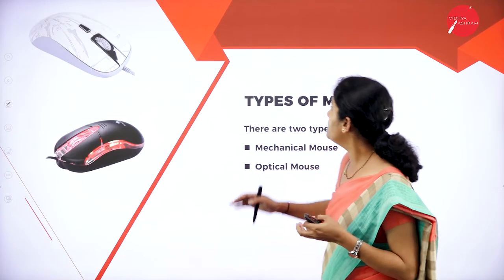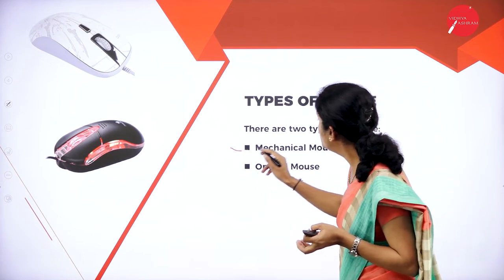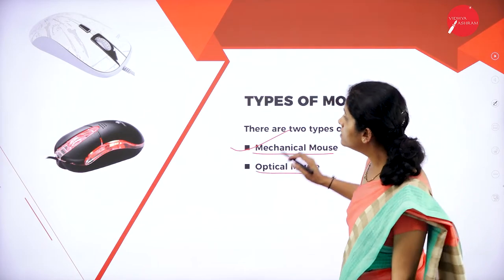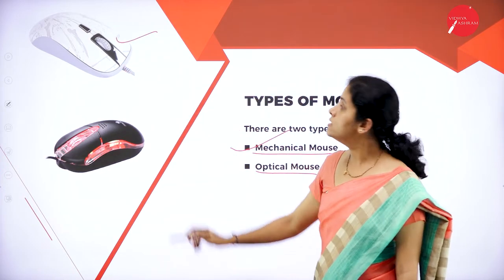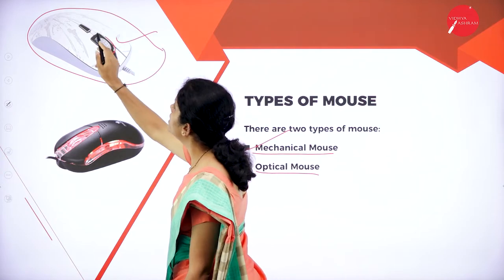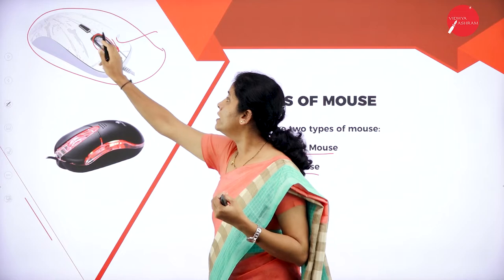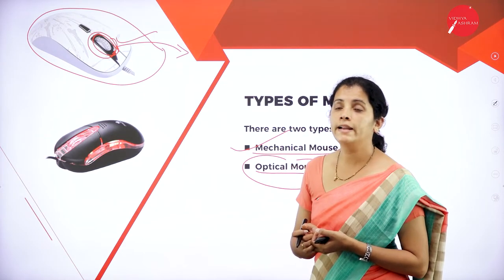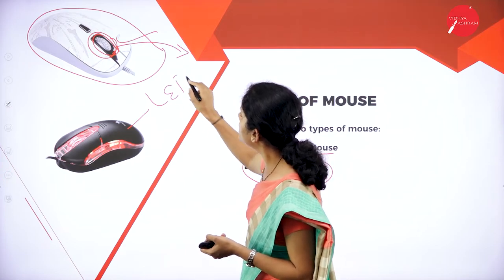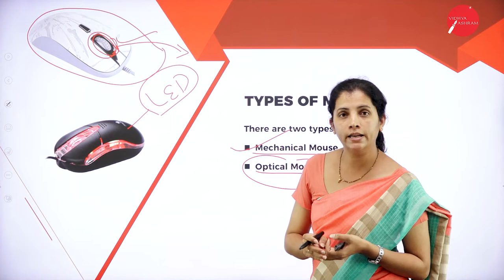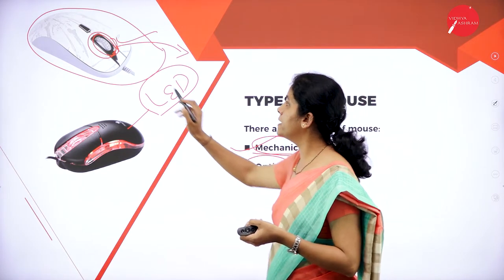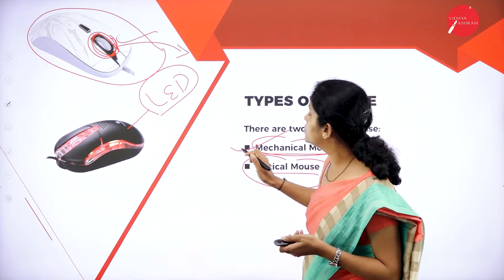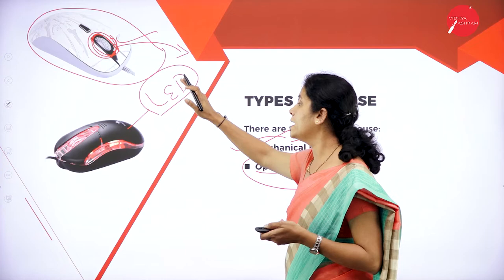Moving further, let's see the types of mouse. Here we have two types of mouse, the mechanical mouse and the optical mouse. The best example for a mechanical mouse is this one. Here we have one ball, and when we rotate this ball, it finds the position on the screen. Then we have the optical mouse, which is mainly based on the LED. What does LED stand for? Light emitting diode. So the mechanical mouse is based on the rotating ball, whereas the optical mouse is based on the LED, that is, the light emitting diode.